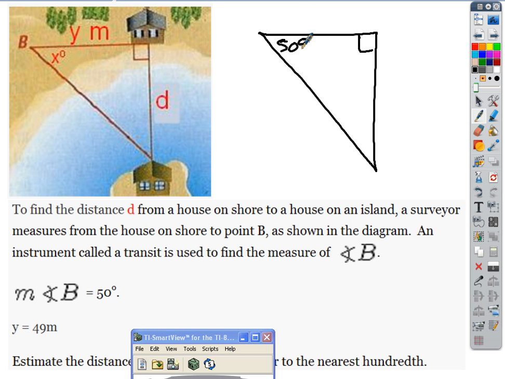So if we're trying to find x, what's the SOHCAHTOA relationship in this right triangle that's going to involve those two sides? What's that going to be? From the perspective of 50, isn't that opposite and that adjacent? Tangent, right? So this is just a tangent problem again. No big deal, right? Okay. Does that make sense?